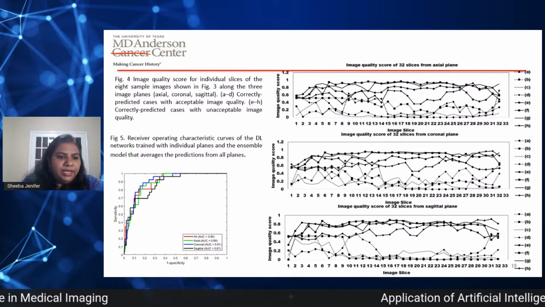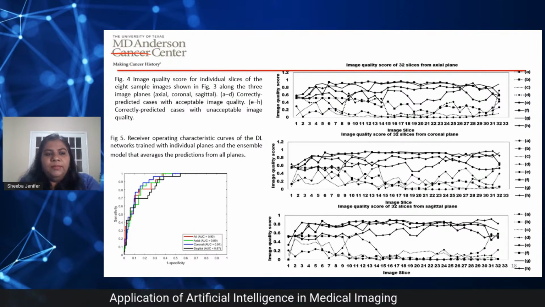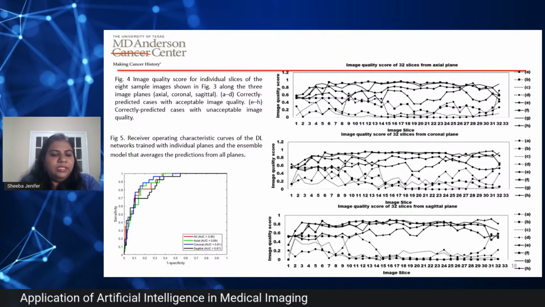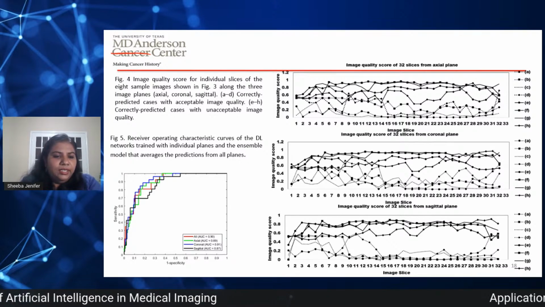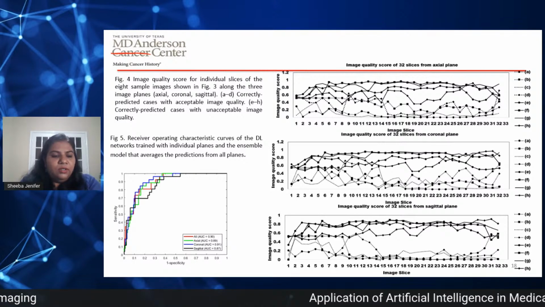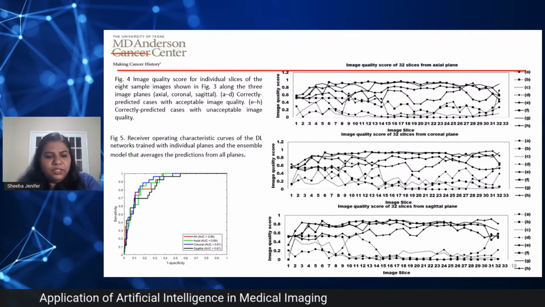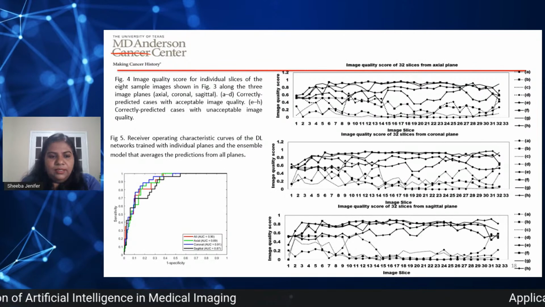So this figure 5, what I've shown on the right-hand side, is the ROC curve of the training. You can see the AUC is very high, like 0.9. If I combine axial, coronal, and the sagittal plane, the overall accuracy or the AUC is 0.9, which is a reasonable accuracy for any clinical tool.